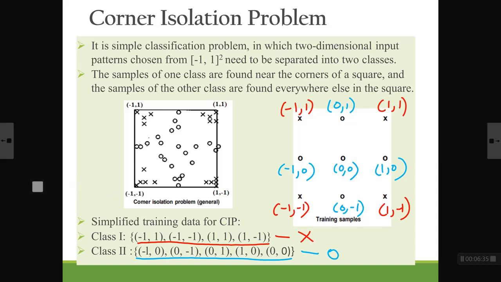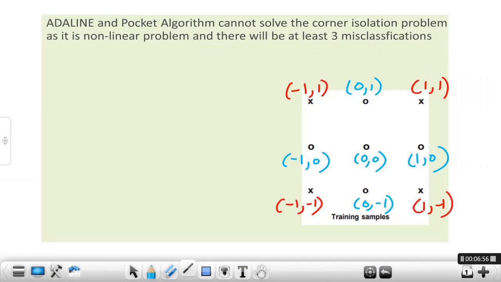Now if we use a pocket algorithm, or if we use Adaline, which is nothing but the adaptive linear network, similar to the Widrow-Hoff learning rule, you can get one particular line. But that line will not completely classify all the patterns from the pattern space.